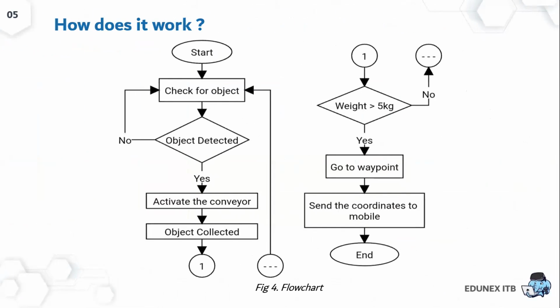As you can see on the screen, there is a flowchart that explains how the robot works. First of all, at the start, we turn on the robot via the remote control. Then the next part is to check whether there is garbage or not. In the flowchart, I call it object. If yes, then we activate the conveyor and it will lift the object to the trash can.